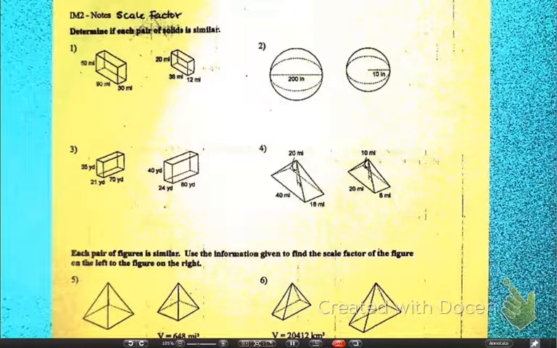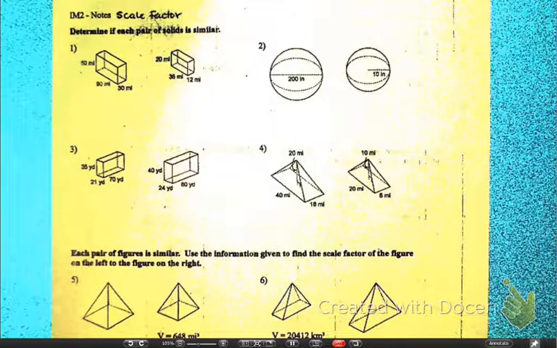All right. So over the last week, we've been talking about volumes of prisms, cylinders, cones, pyramids, spheres, and hemispheres. We're going to still look at those figures, but we're going to talk about scale factor today and ratios, which we've spent a lot of time discussing over this semester.